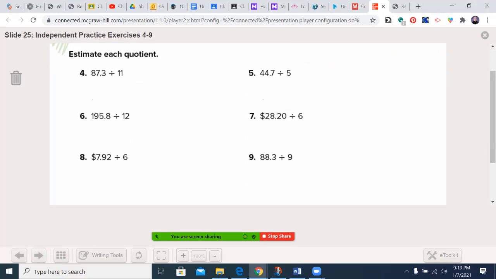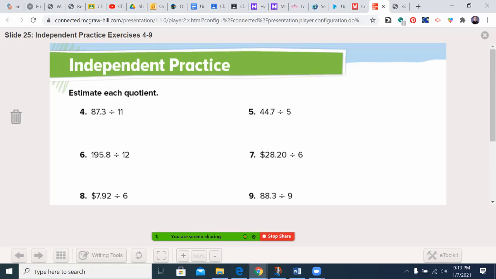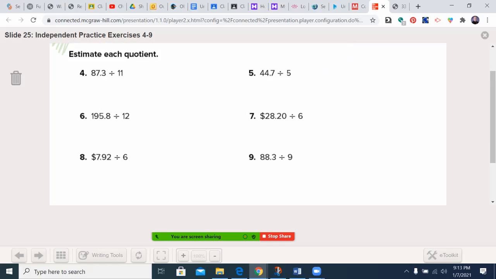All right, so here's what I'm going to ask you to do. I'm going to ask you to bite off a big chunk. I want you to do numbers 4, 5, 6, 7, 8, and 9. Remember to round and/or use compatible numbers so that they're easier to do. So for example, number 4, I want something that goes evenly by 11, or I could change that to another digit. But go ahead and pause the video. I'll see you on the other side.